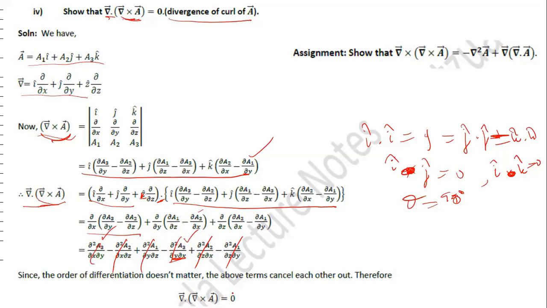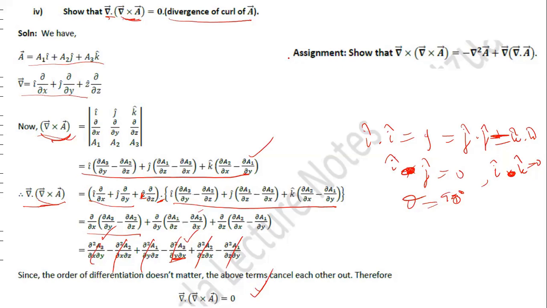So the reason here is that curl of A measures the rotation of the vector field. If A is a non-rotating vector field, curl of A is 0. So it does not matter when you perform a divergence again. Okay. But if curl of a vector A is finite, that means vector A is a rotating field. But when you perform a divergence on a rotating field, then again this is 0. So the divergence of curl of A is always 0 for any vector.